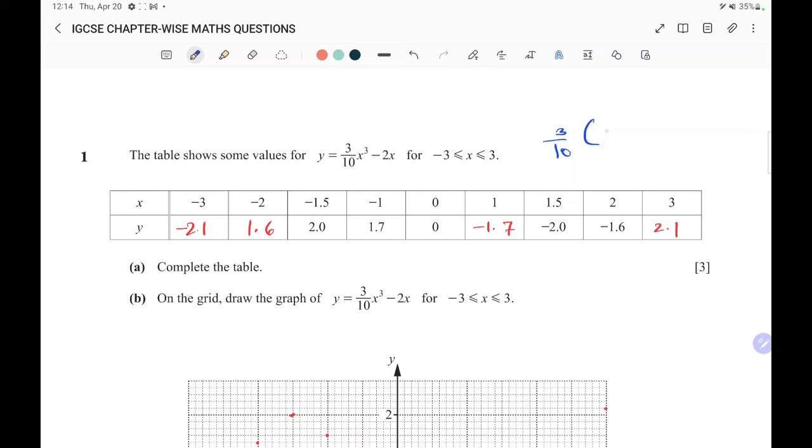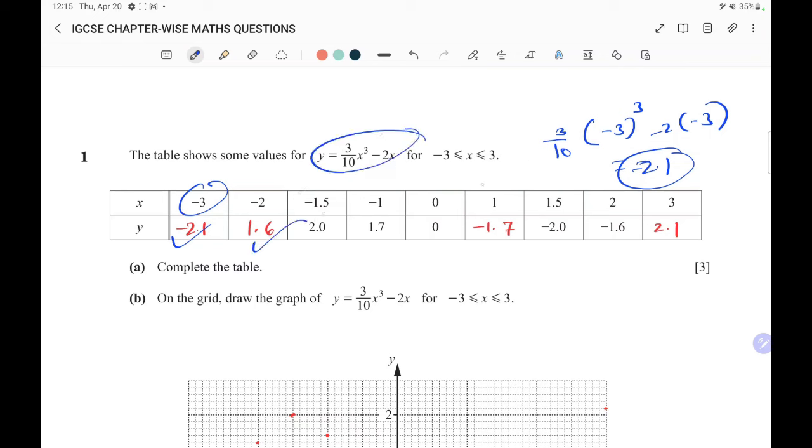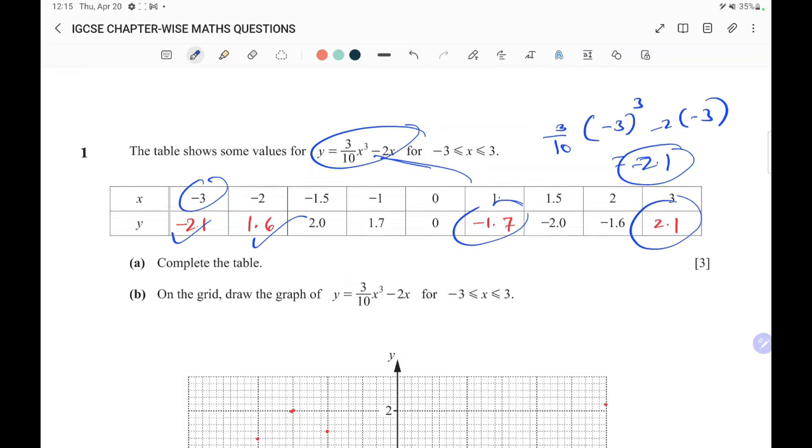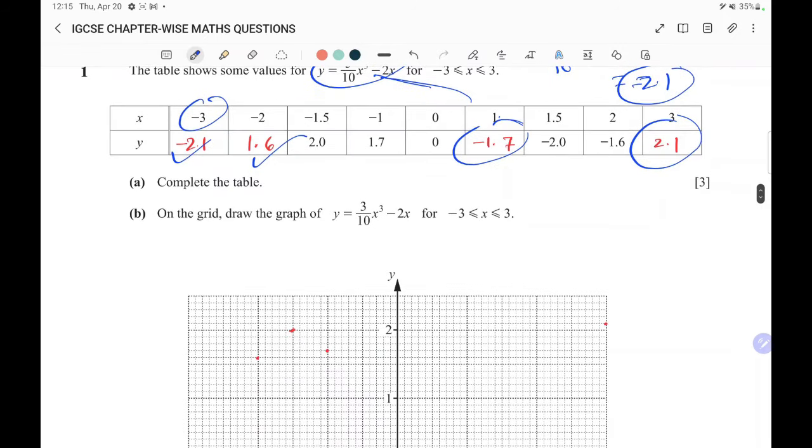3 over 10, x is -3 here. So (-3) whole cube minus 2 times -3. Okay, if you use a calculator over here, then you will get -2.1. So if you put -3, you will get -2.1. If you put -2 here, you will get 1.6. If you put 1 here, you will get -1.7. If you put 3 here, you will get 2.1. So it's a simple question. You can just substitute, you will get the answer.